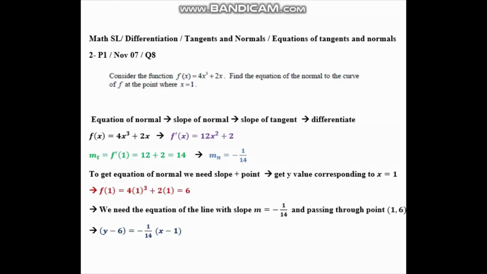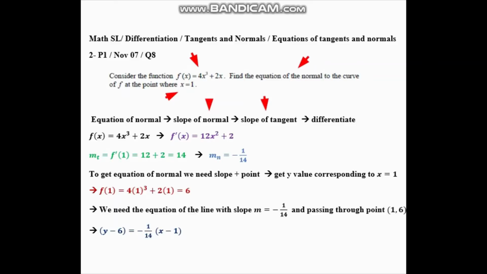So you are required to find the equation of the normal given the equation of the function and a point where x equals 1. So I want the equation of the normal, and this should click in my mind with getting, of course, the slope of the normal, because like we said, to get the equation of any line I need the slope and the point. So I need to get the slope of the normal. If I want to get the slope of the normal, mn, then I need to get first the slope of the tangent, mt, and then flip and switch.